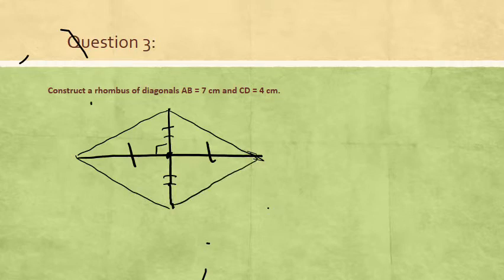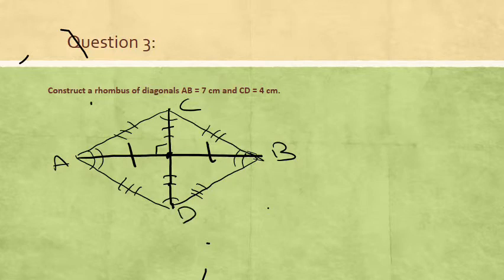All the sides of a rhombus are equal. So this is equal to this, is equal to this, is equal to this. The angles facing each other are equal also. So this is a rhombus where this is AB, and this is CD.